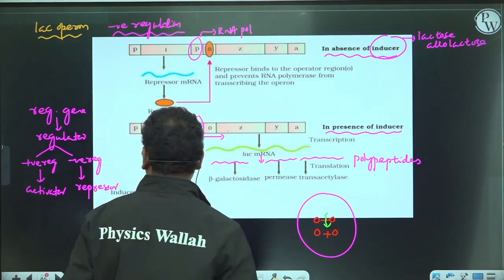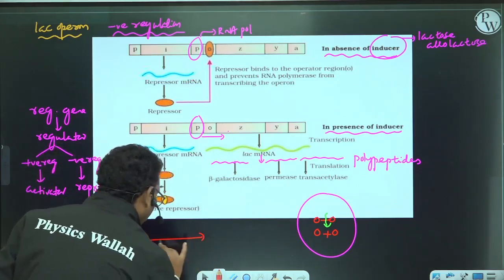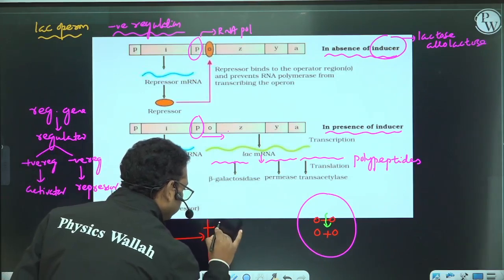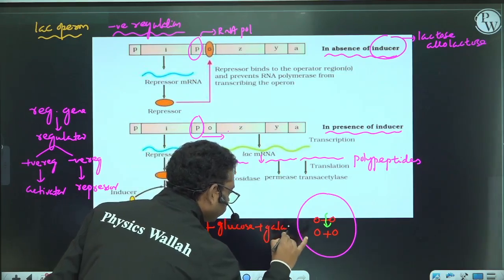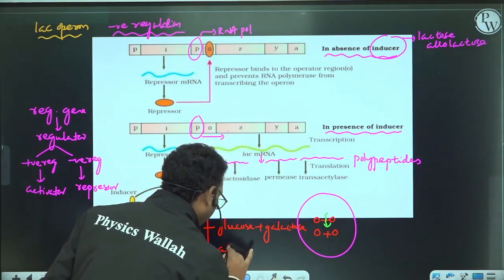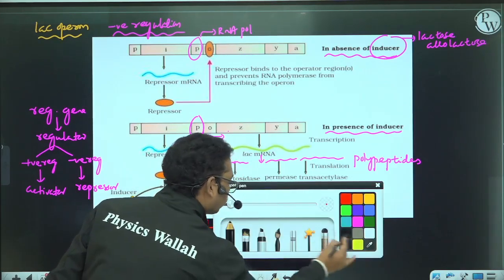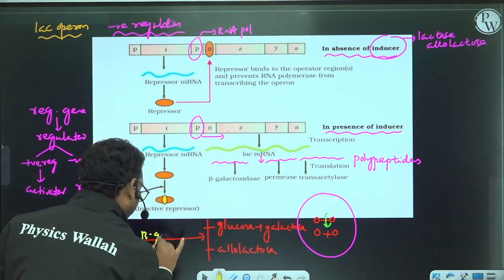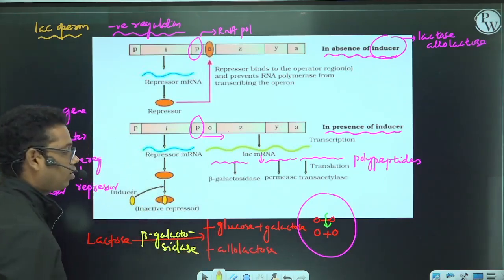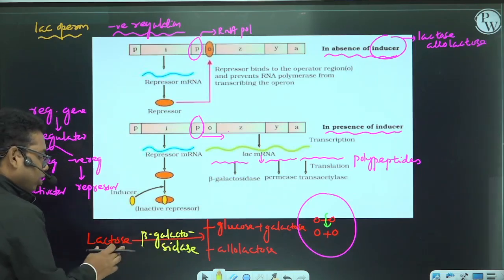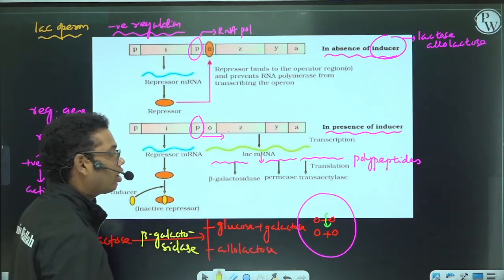So let me write that part. So lactose, beta galactosidase. Okay, so beta galactosidase causes the breakdown of lactose into glucose plus galactose, or isomerization of lactose into allolactose. What about permease?